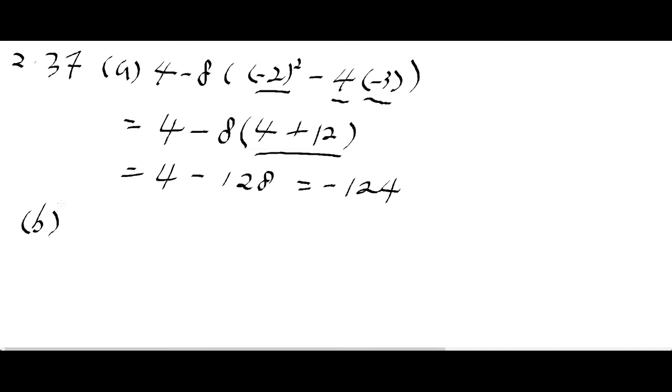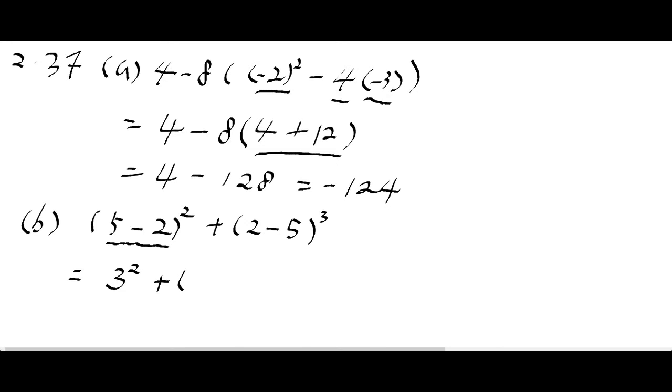B is parentheses 5 minus 2 parentheses to the 2nd power plus parentheses 2 minus 5 parentheses to the 3rd power. For the first part, 5 minus 2 is 3, so 3 squared, and then plus 2 minus 5 is negative 3, and then cubed. 3 squared is 9, plus negative 3 cubed is negative 27, so the answer must be negative 18.